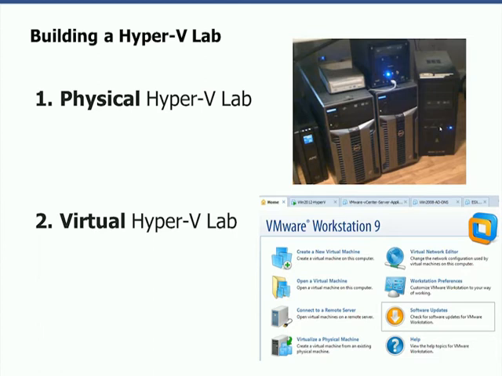Now, the other option, the second option, is the virtual lab option. When building a virtual lab, you run Hyper-V nested inside a hypervisor. For example, you could run VMware Workstation on your laptop or desktop, and you could run Windows Server 2012 Hyper-V as a virtual machine, and even power on virtual machines inside Hyper-V. Those powered on virtual machines are called nested virtual machines because they run 2 hypervisors deep.